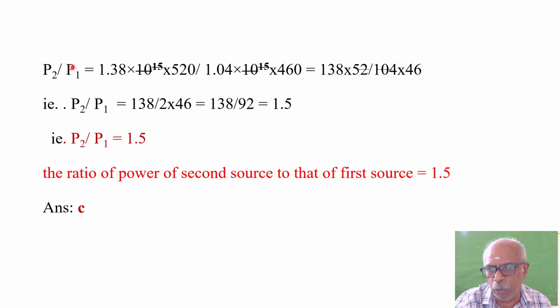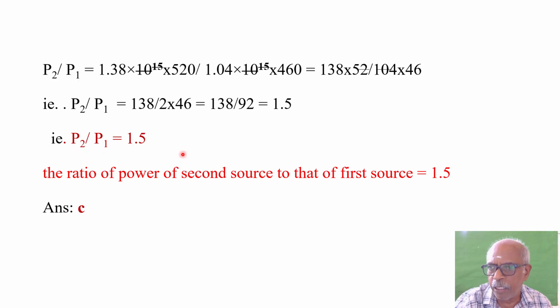So you are writing P2 by P1 is equal to 138 divided by 2 into 46. So it is 138 by 92. 1 into 92 is 92. What is the balance? 138 minus 92 is 46. So then put a decimal point here. 460, 5 into 92 is 460. So 138 by 92 will give you 1.5.